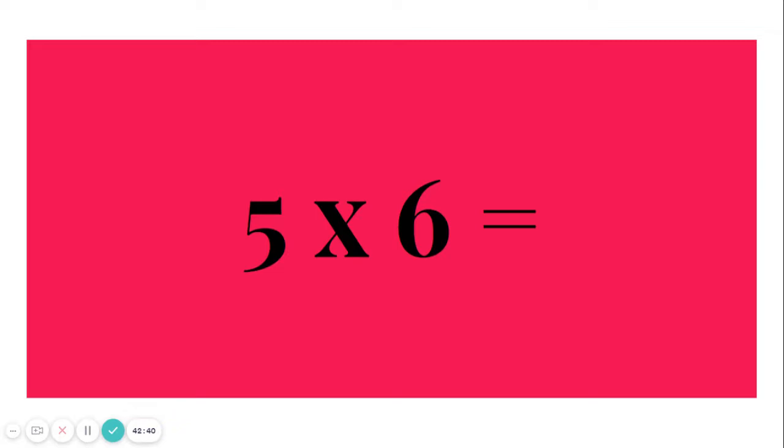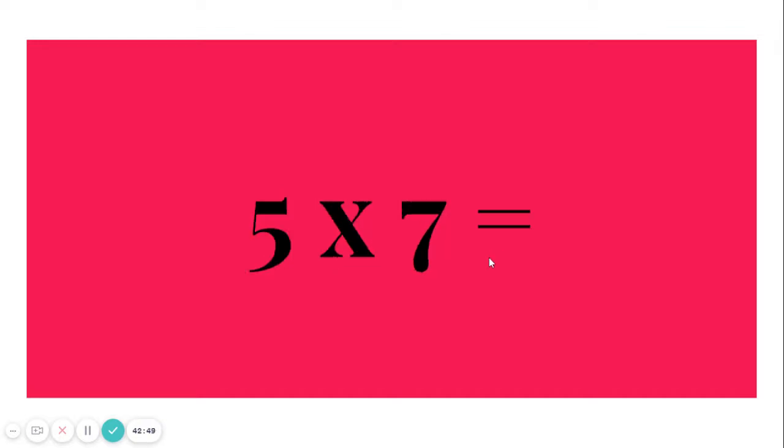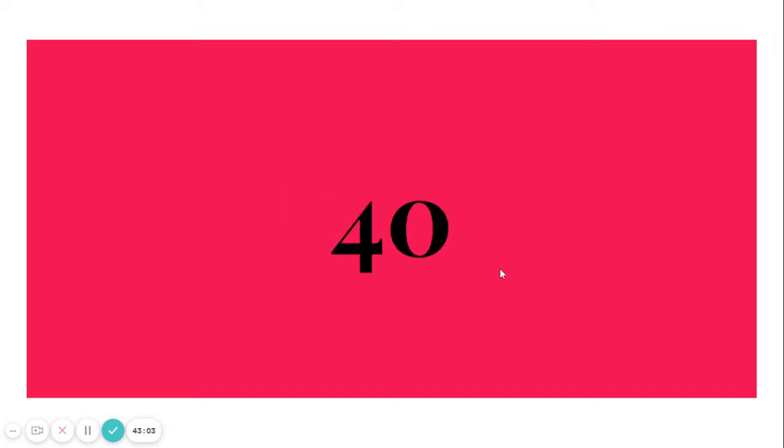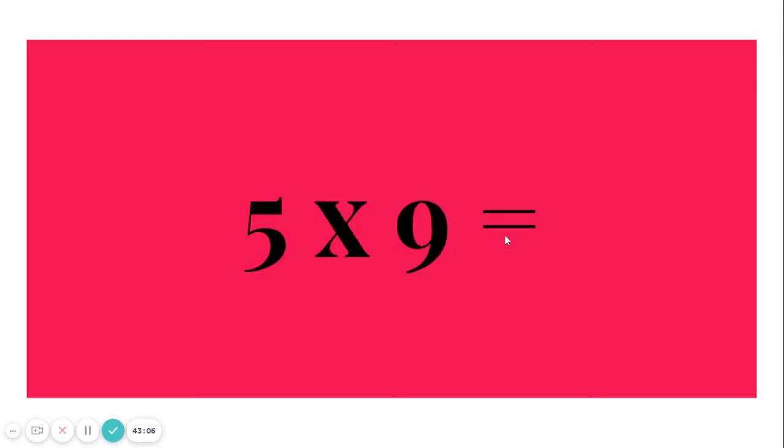5 times 6, remember that's a benchmark number. When the hand is on the 6, how many minutes? 30 minutes, a half hour. 5 times 7, 35. Think about that. You know 5 times 6, so 5 more, 35. 5 times 8, 40. 5 times 9, you can flip it around and make this be a 9's trick.